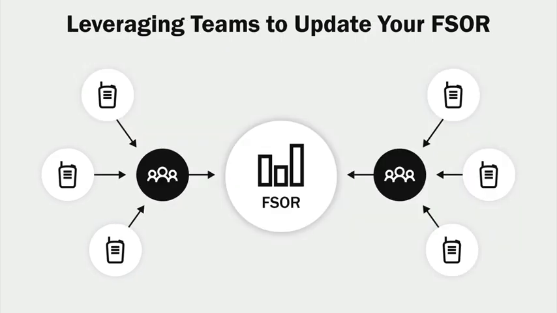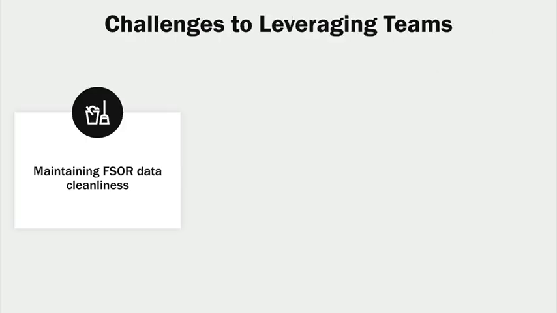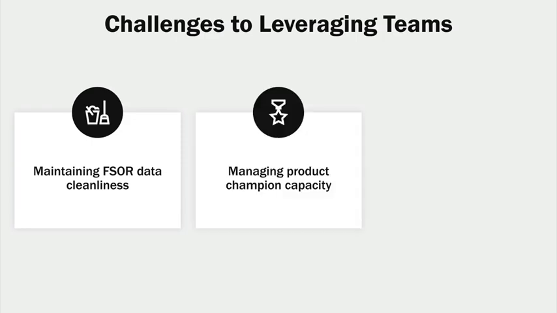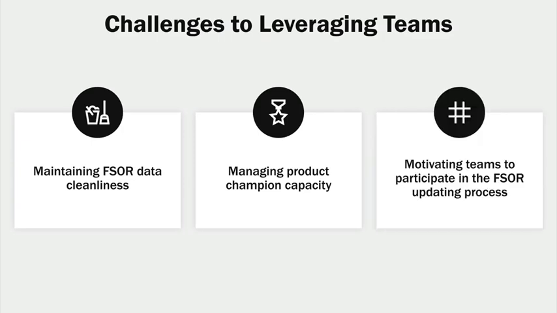To solve this problem, great PMs create a system where the teams responsible for each feedback source update the FSOR. Since these teams already have someone assigned to reading through the feedback source, it's much less of an incremental lift to parse out key feedback requests to update the FSOR with. There are 3 major challenges to successfully leveraging other teams, though: maintaining FSOR data cleanliness, managing product champion capacity, and motivating other teams to tag the feedback into the hierarchy.